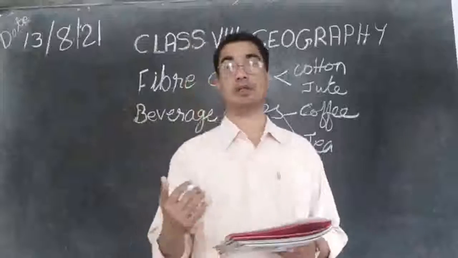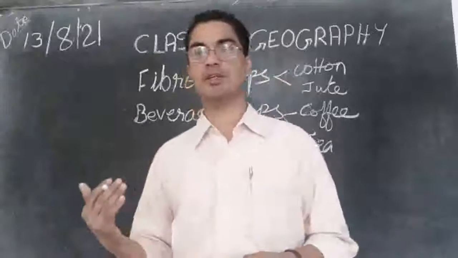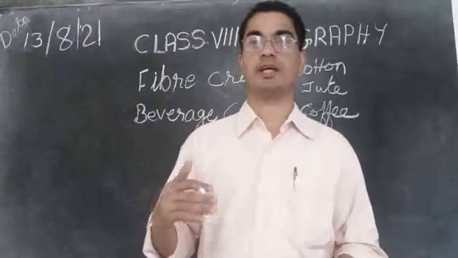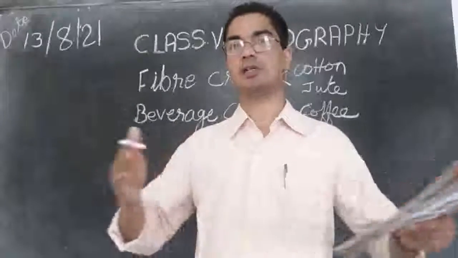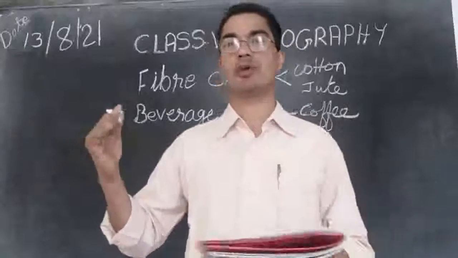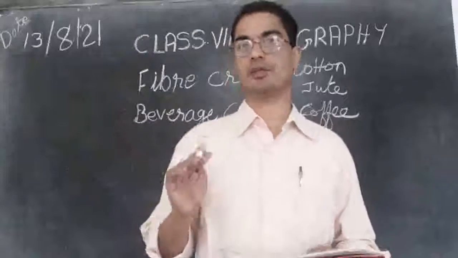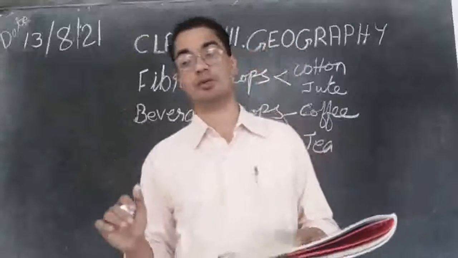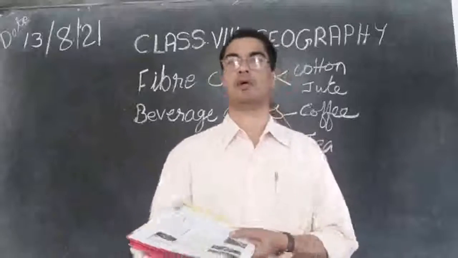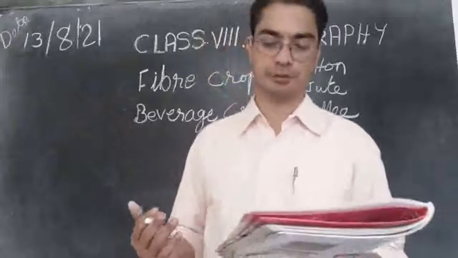So we can say coffee is plantation farming, plantation agriculture. A large area is chosen to cultivate only coffee. In between, no other plants are there, no other cultivations. Only this is there. So it is one of the plantation agriculture.